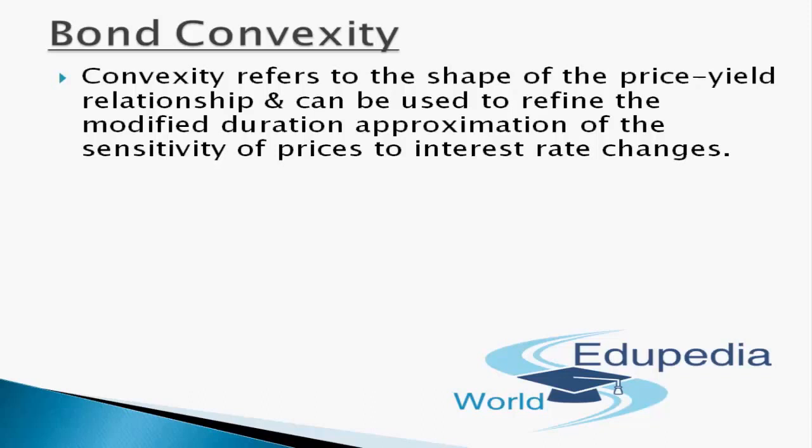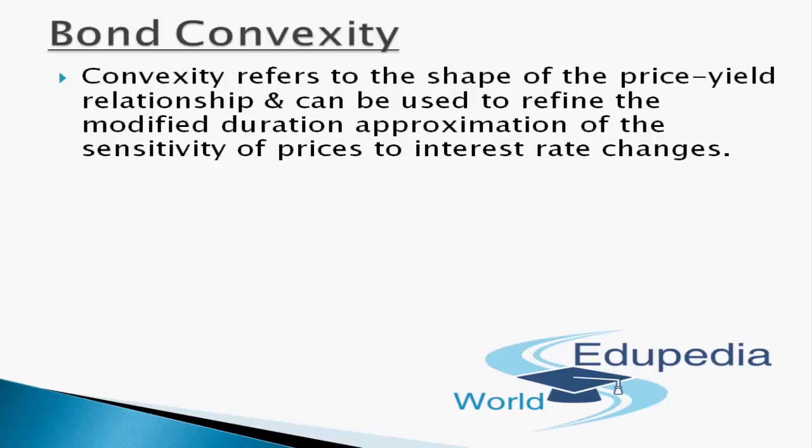Convexity is basically the difference between the actual price change in a bond and that predicted by the duration statistic. Whereas duration is the first derivative of the bond pricing equation with respect to the yield, we have already discussed that in our last presentations. Convexity is the second derivative.